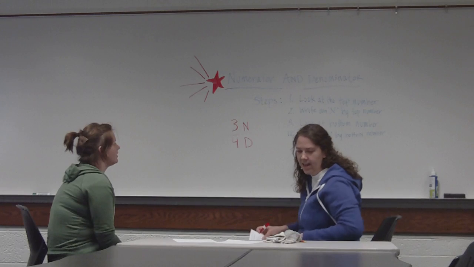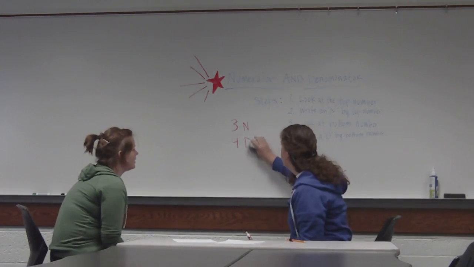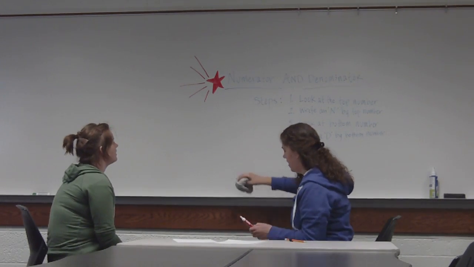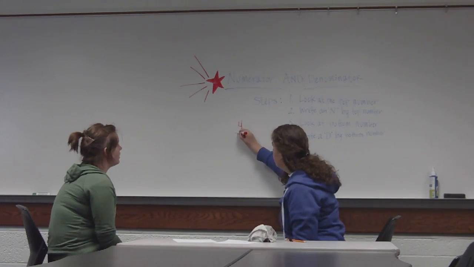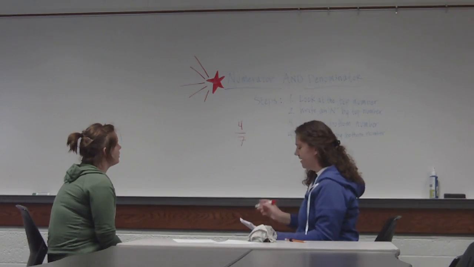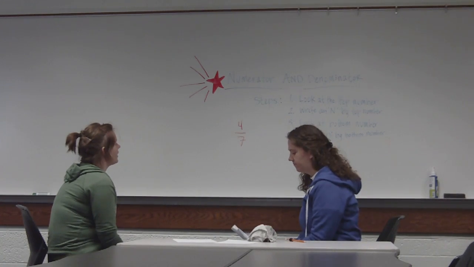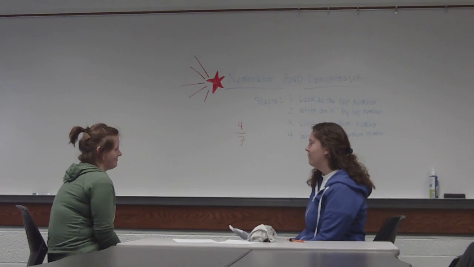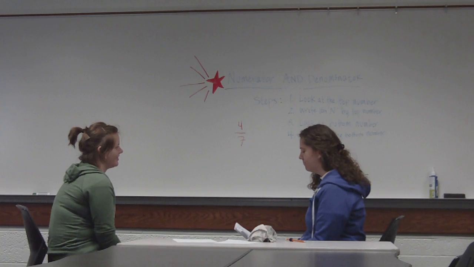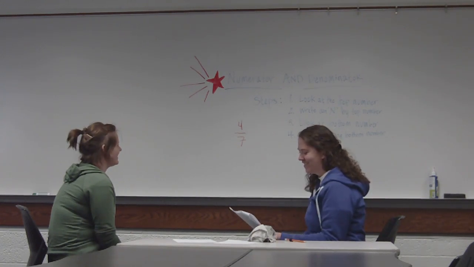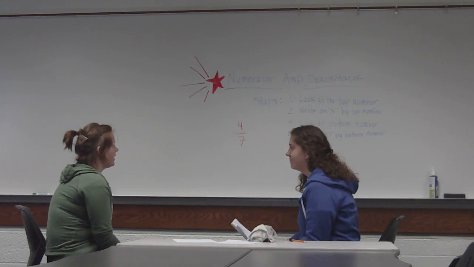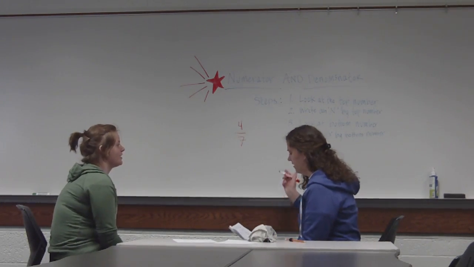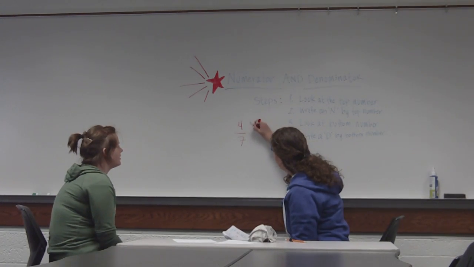Okay, so we're going to try another example. And what is the very first thing that I need to do, class? Look at the top number. Right, okay, now everyone show me how to look at the top number. Great job, everyone. Okay, now what do we do next? We write an n next to the top number. Excellent. N stands for numerator.